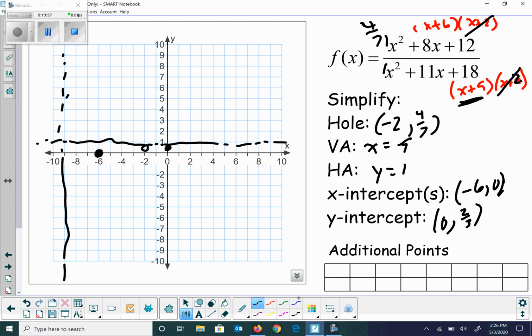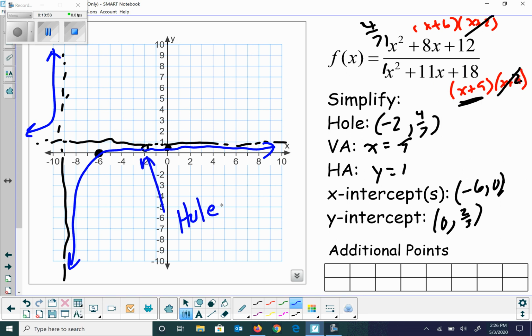So this graph is now going to kind of look like this. It's going to come along here, it's going to skip over our hole, it's going to come down. It also probably would exist over here, but that's kind of way off our grid. So we just note that we have a hole right there.